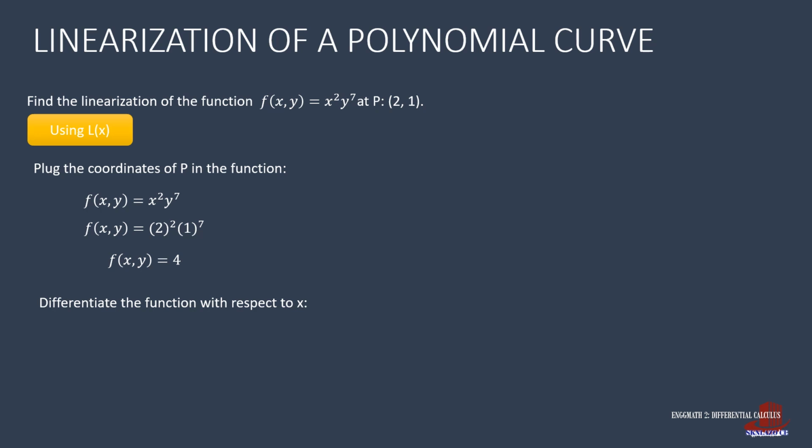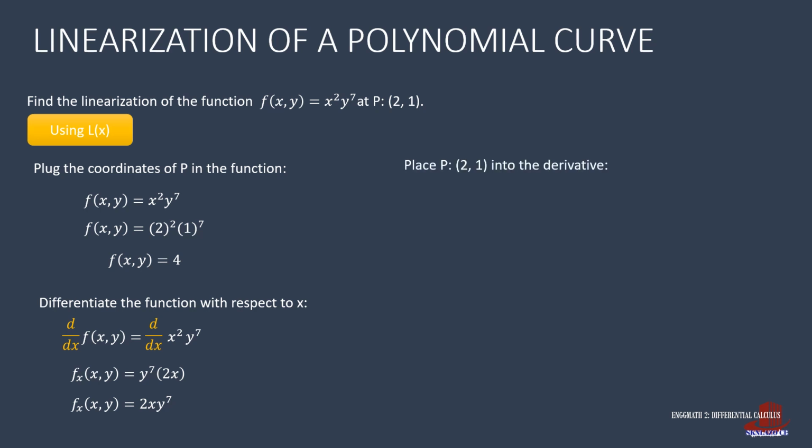Next is to differentiate the equation with respect to x. So in such a case, y becomes a constant. Then, the derivative of the function with respect to x is y raised to 7 times the derivative of x squared, which is 2x. The derivative turns out as 2x times y raised to 7. With the final derivative with respect to x, we plug the point coordinates to have 2 times 2 multiplied by 1 raised to 7, which makes the derivative of the function with respect to x as 4.